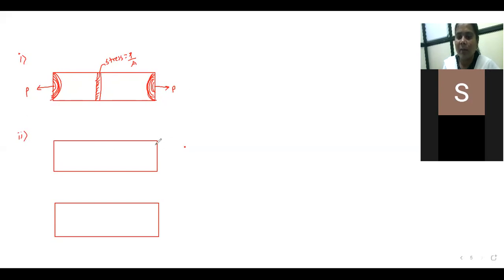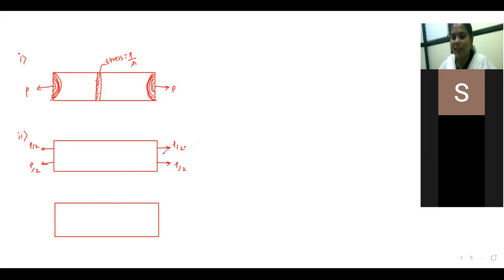Suppose here the same load is applied, but I have applied it in 2 parts. Here P by 2 and P by 2. Suppose you take the addition, P by 2 plus P by 2, which is equal to P. So the load is the same, but I have distributed it in 2 parts.